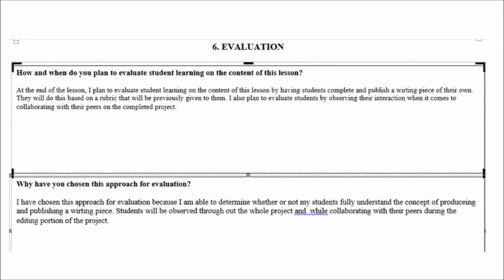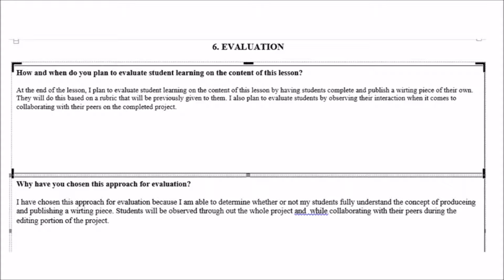For my evaluation portion of my lesson plan, I have chosen these things. At the end of the lesson, I will plan to evaluate the student learning on the content of this lesson by having students complete and publish a writing piece of their own. They will do this based on a rubric that will be previously given to them.